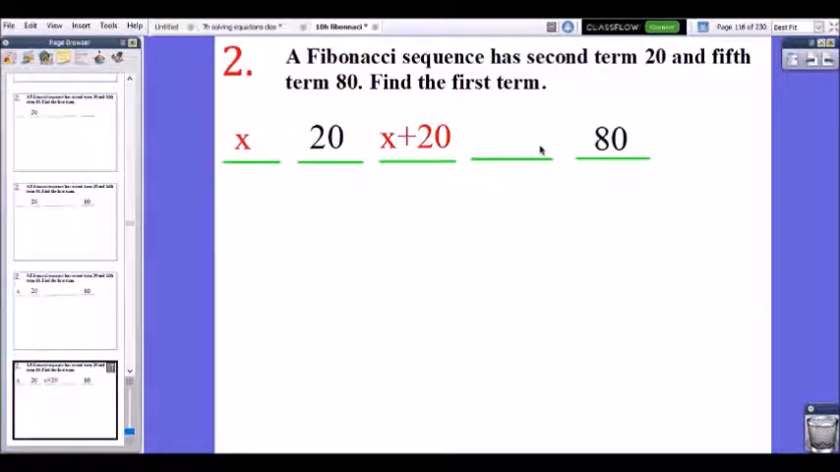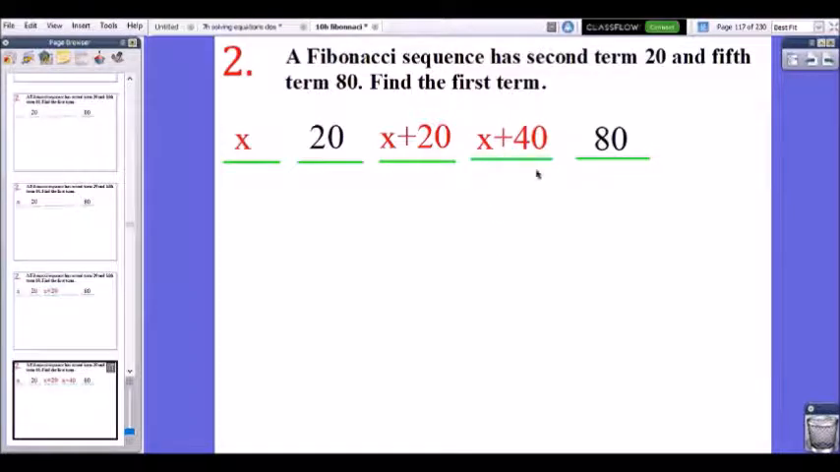Again, I want you to think, what must go here? We're not adding any other letters. Like I said, keep it in terms of x. It's easier when there's just one variable. So I need to take 20 and add on x plus 20. So this will be x plus 40, right? Okay.